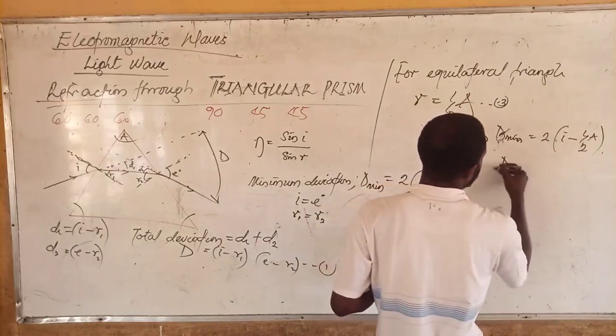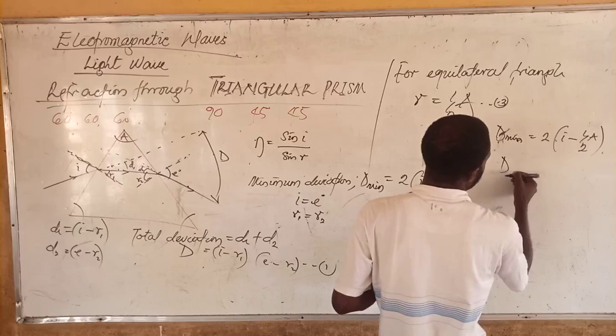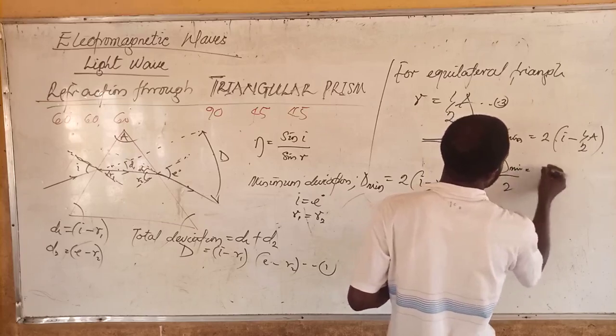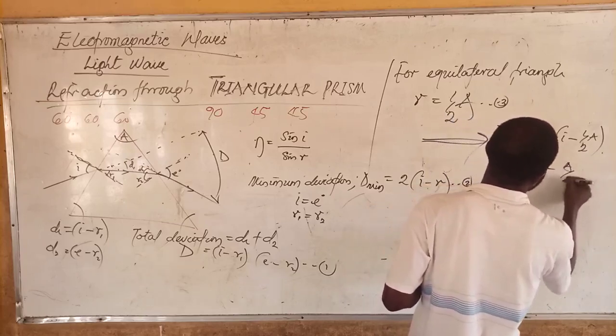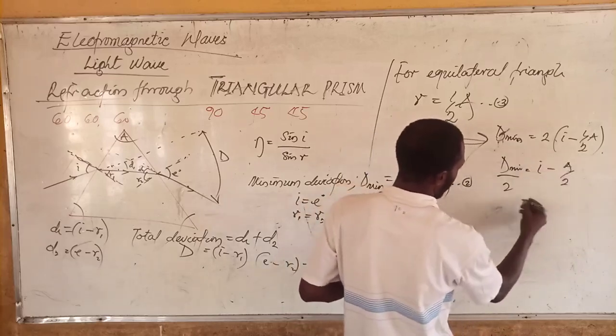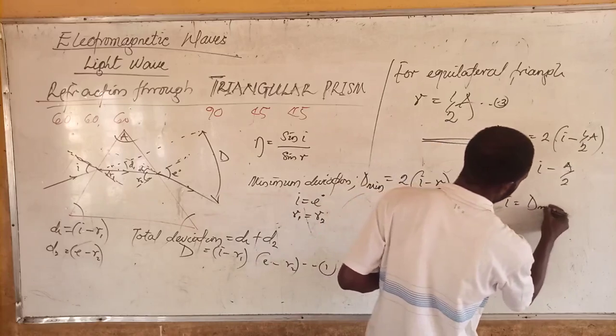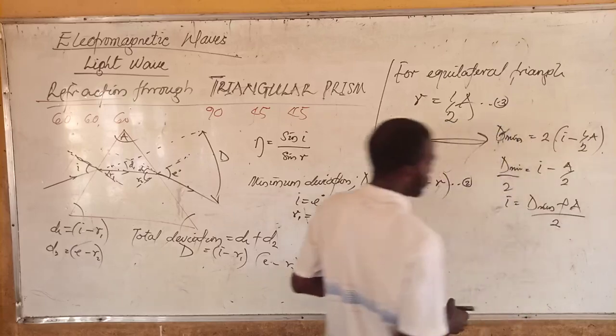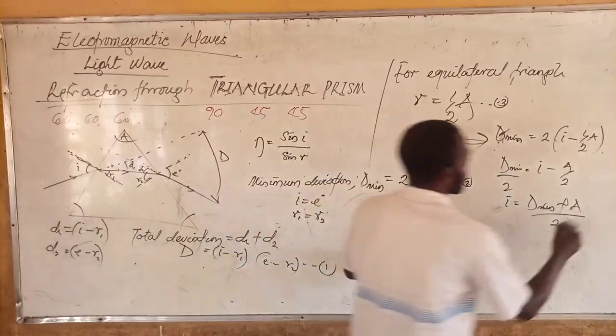What this means is that if we want to make I the subject of the formula, we would have D min over 2 is equal to I minus A over 2. Do you understand that? So what now happens is this guy comes here, we have I is equal to D min over 2, and this guy comes here and becomes plus A all over 2. So this is equation 4 already.